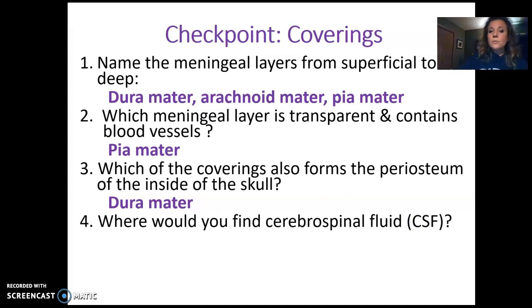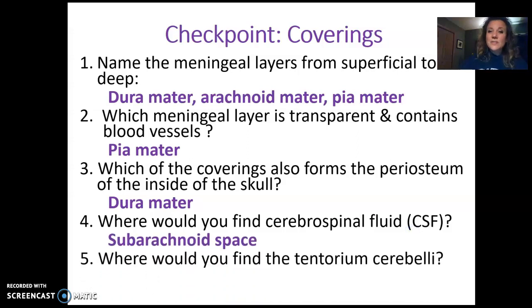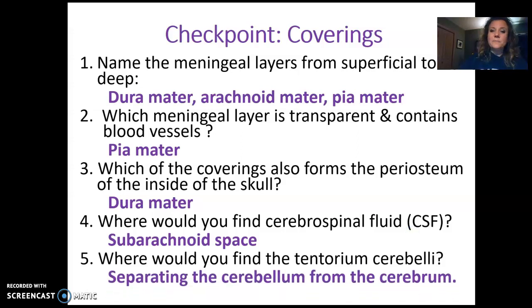Number 4. Where would you find cerebrospinal fluid? 3, 2, 1. Subarachnoid space. Finally, where would you find the tentorium cerebelli? 3, 2, 1. Between the cerebrum and the cerebellum.